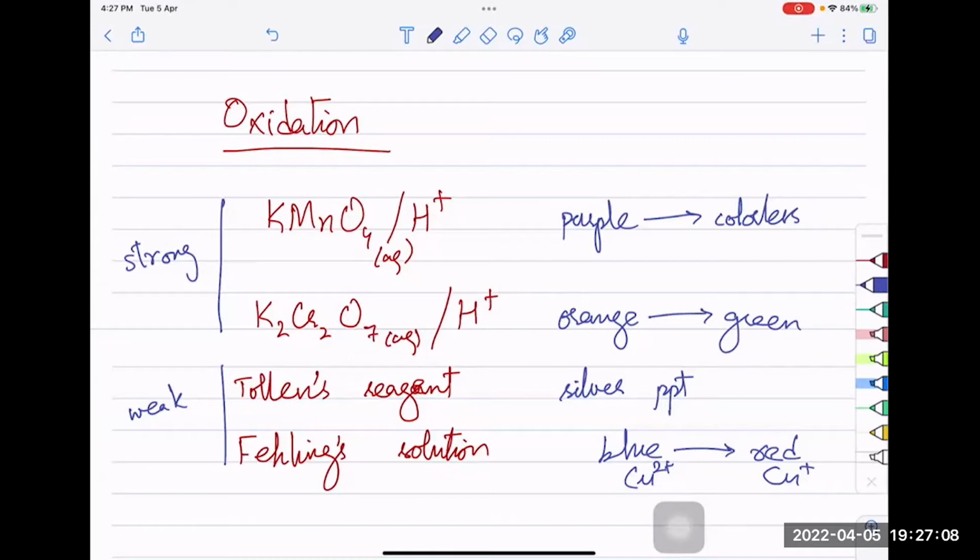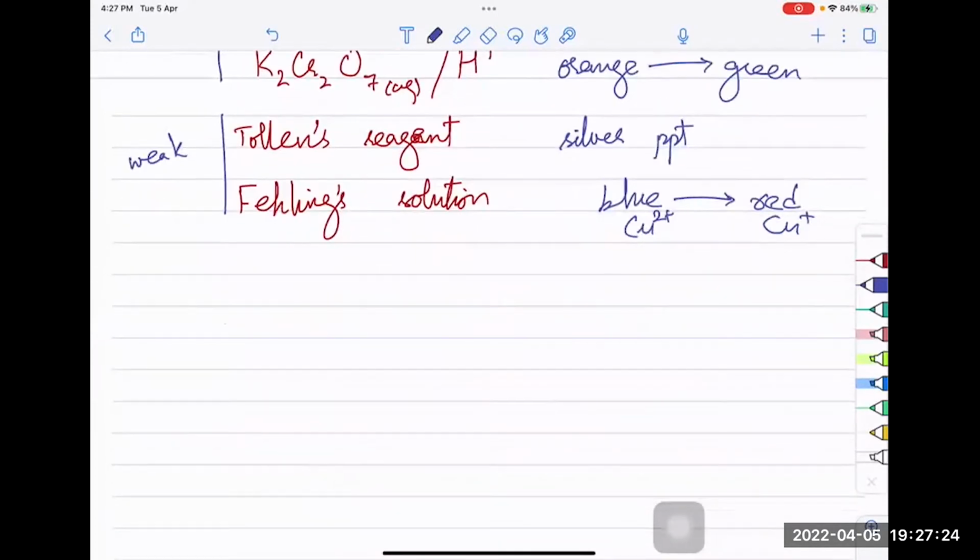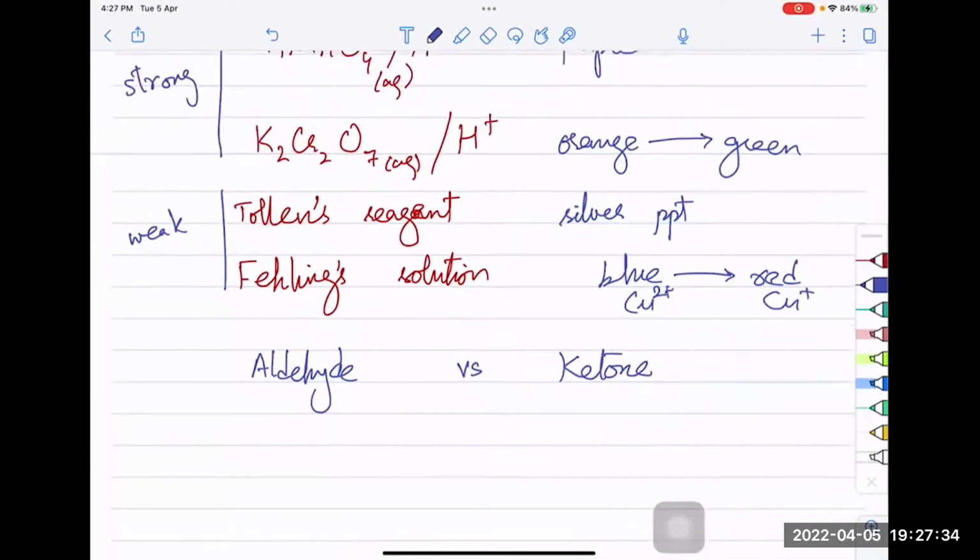अब यहाँ पे एक सवाल आता है, why use weak oxidizing agents at all? अगर आपको चेक करना है कि कोई चीज ऑक्सीडाइज होती है या नहीं होती, why not just use KMnO4, a strong oxidizing agent, all the time? Why do you think that would be? क्यों हम एल्डिहाइड को चेक करने के लिए या कीटोन को चेक करने के लिए इन दोनों को यूज करते हैं? Why don't we use the strong oxidizing agents?